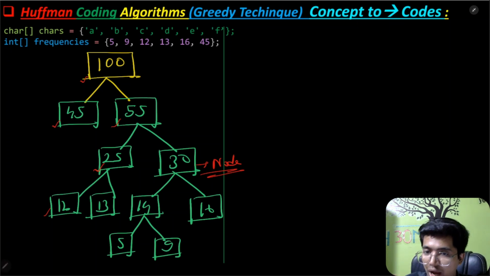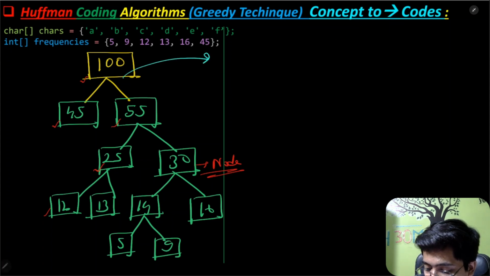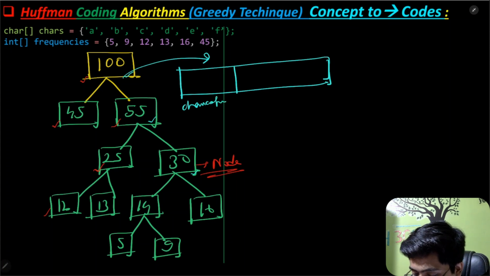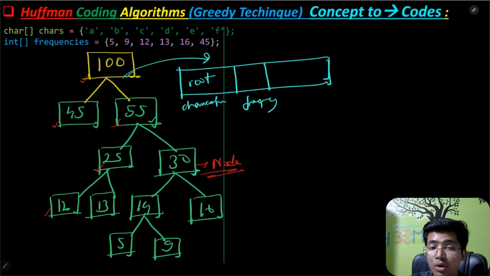If you zoom in or scan this node, what is its internal structure? This is not just for this node, but for every node: all nodes have the same structure. There is a character variable where the character is stored. Let's say the root character is stored here. And now there is a frequency. Here the frequency is stored, and the total frequency is 100.